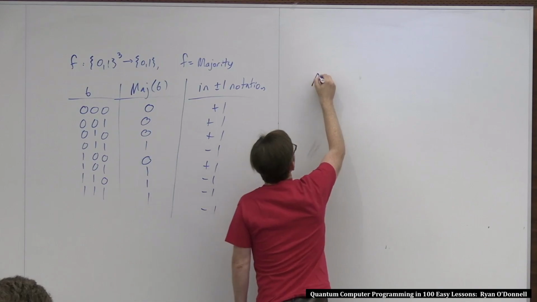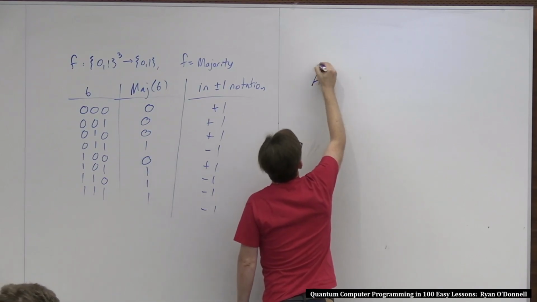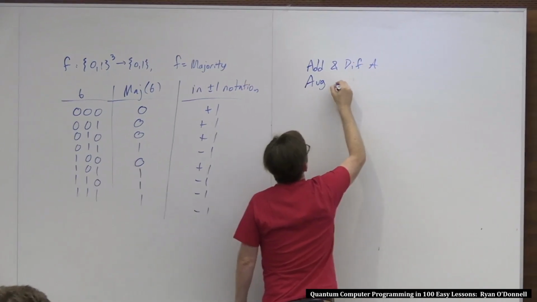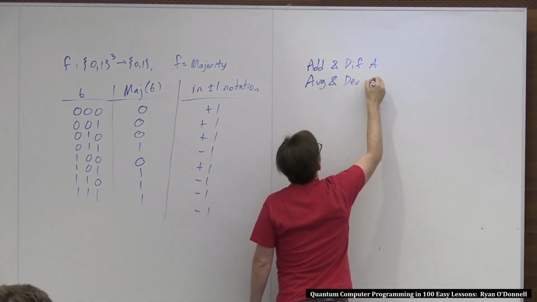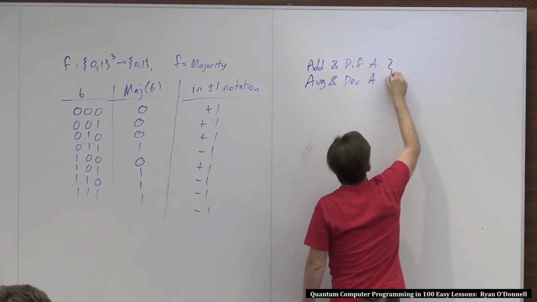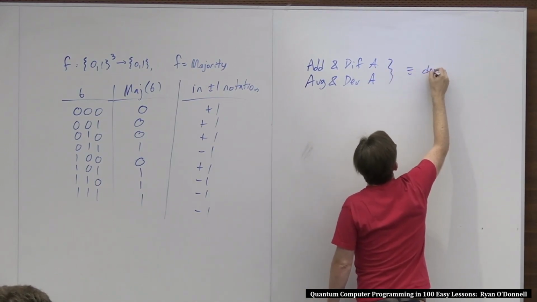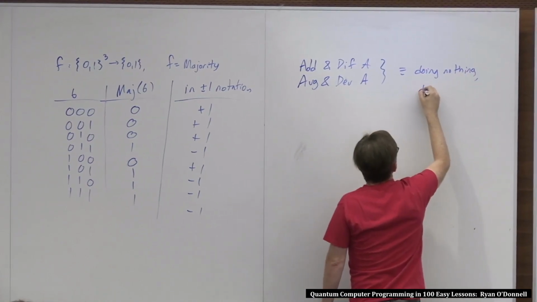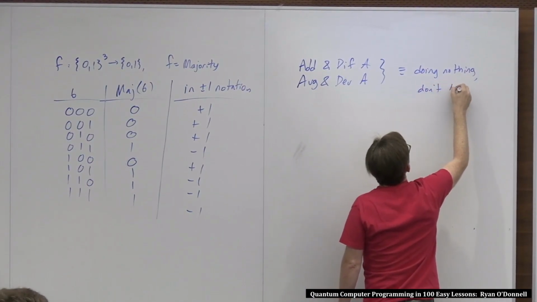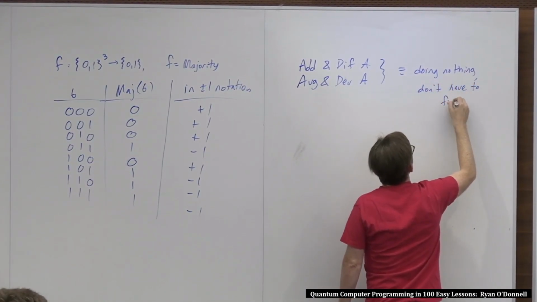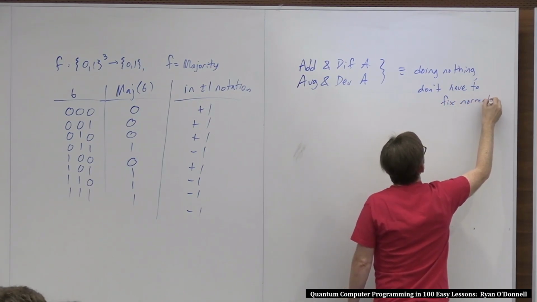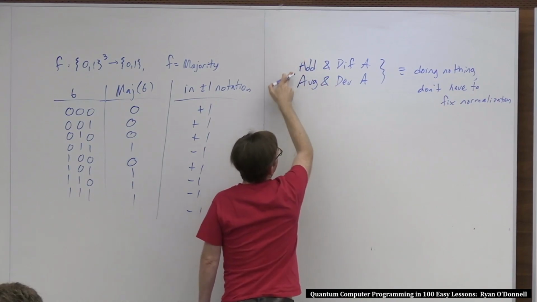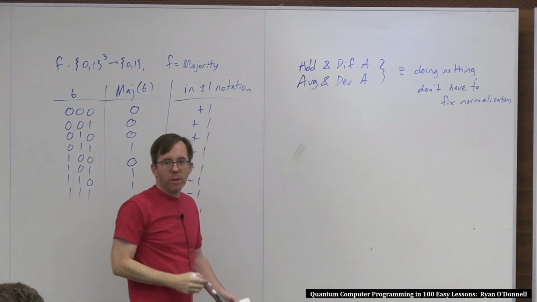So if you do add and diff on A, and then you do average and deviation on A, not only is this equivalent to doing nothing, you don't even have to fix the normalization constant. In the sense that if you had a properly normalized state here and then do these two things, you end up with a properly normalized state here.